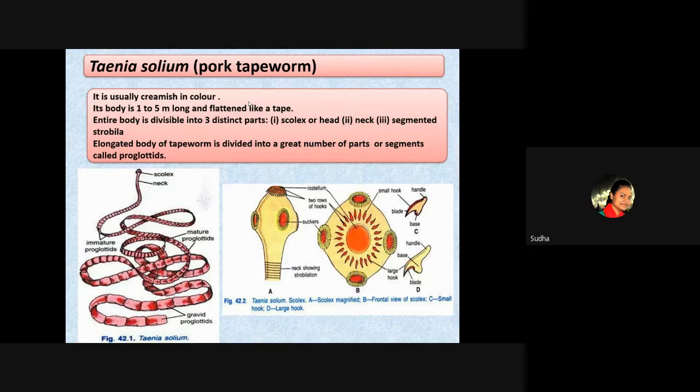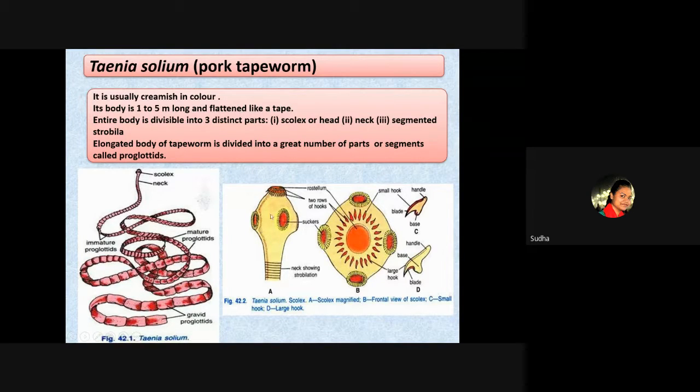Then the entire body is divisible into three distinct parts: the scolex or head, the neck, and the segmented strobila. On the left side you can see a diagram. Over here, look at the topmost tip. That is the scolex, which is the head, and here we will find four suckers. On the right side of the screen you will see a picture. This is the scolex.